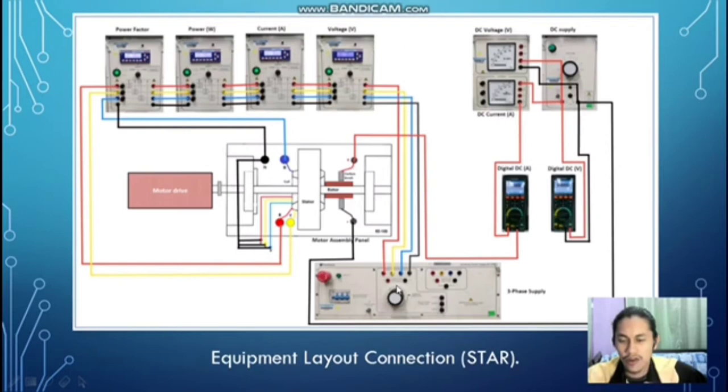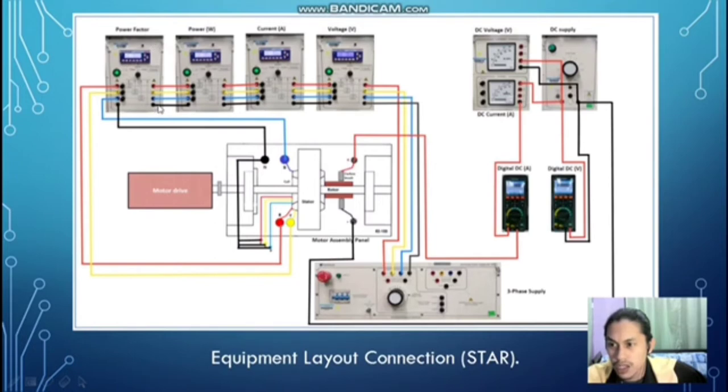So we connect the three-phase supply first. From the three-phase supply, the red, yellow, blue, and neutral, we connect to the voltage meter here. From the voltage meter, it will connect in series to the current, power, and power factor. The red one will connect in series from here to here, and the yellow, blue, and the neutral will follow like the red one. So from here to the current meter, next to the power meter, and the last one is the power factor.